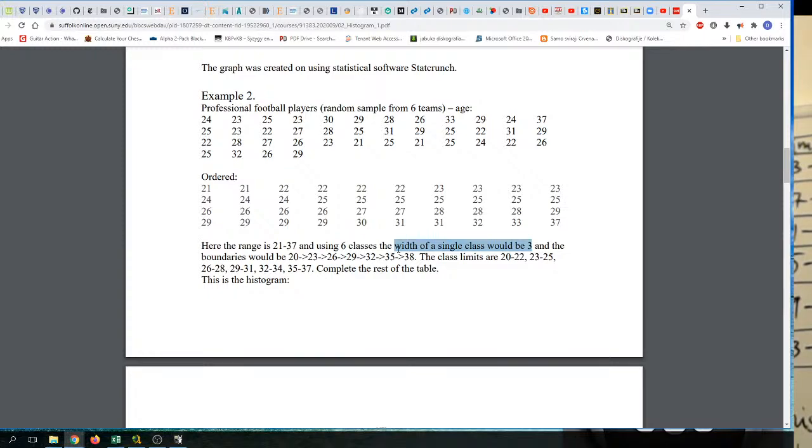I know that I have the range of a sample, which is 16, and the range of classes is going to be 6 times 3, 18. 6 classes, 3 for each class. 6 times 3, the whole width of the histogram is going to be 18. So 18 will cover the range of 16.